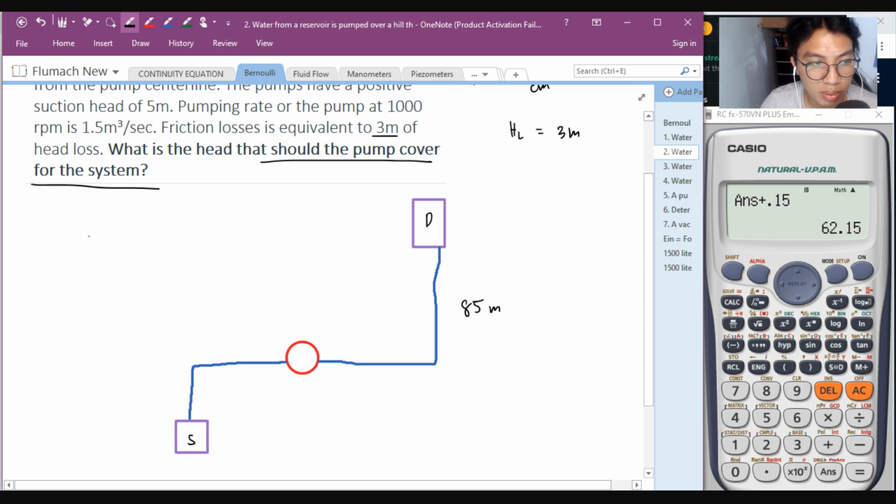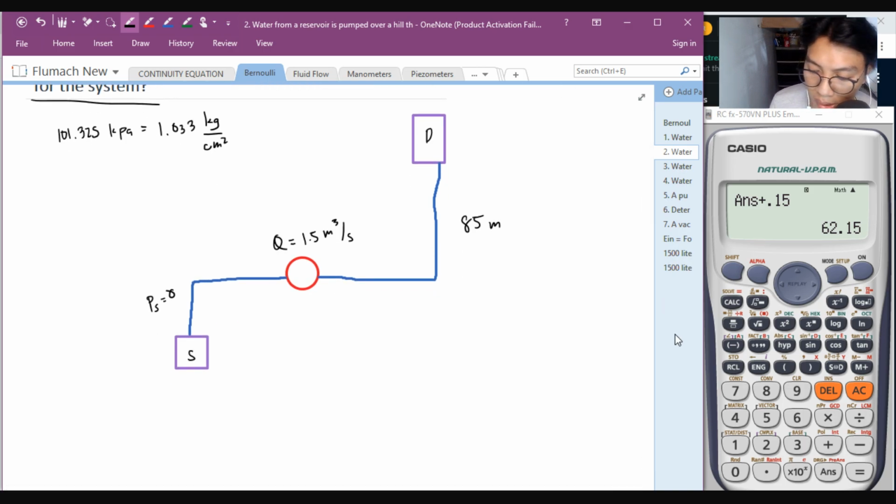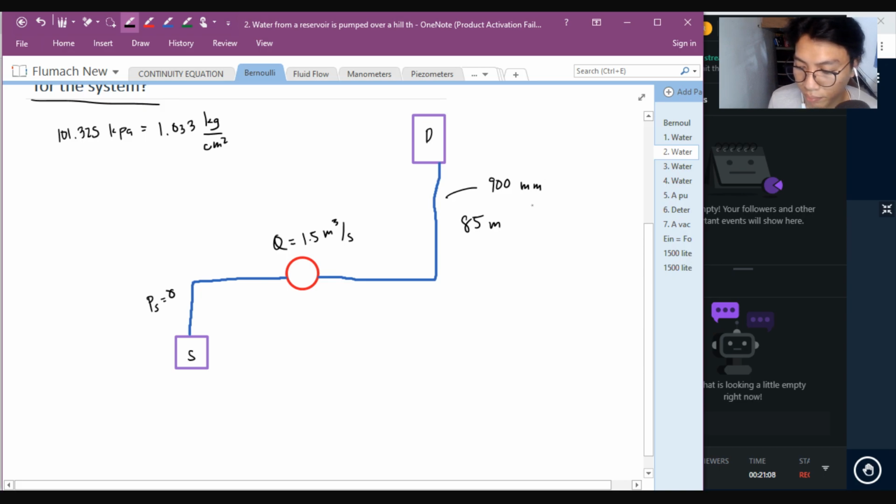So, tignan natin dito. Notable keys for conversion. So, 101.325 kPa is equal to 1.033 kilogram per cm squared. Okay? Yan yung atmosphere. Na, meron ka ditong Q na 1.5 cubic meter in every second. Meron kang suction pressure dito, wala. Pero meron kang discharge pressure dyan. The pipe is, the discharge is 900 mm. Yung kanyang diameter.